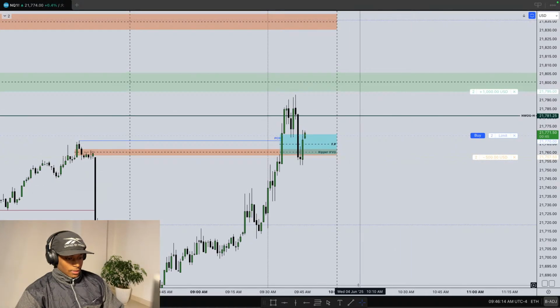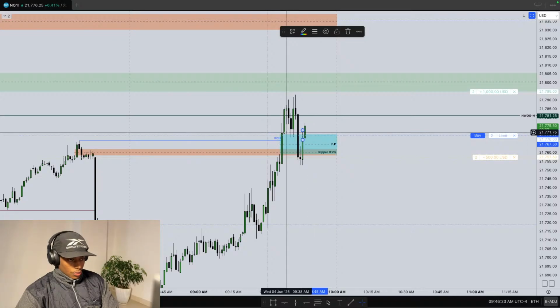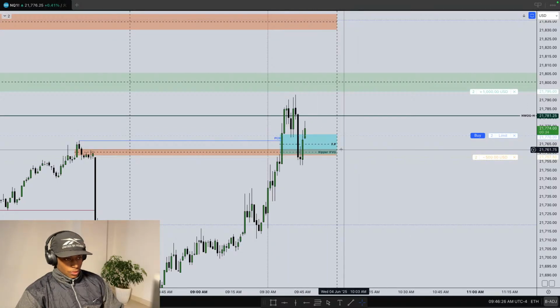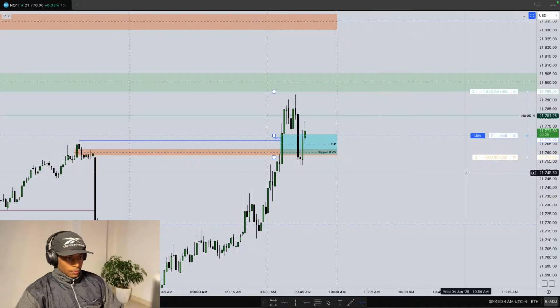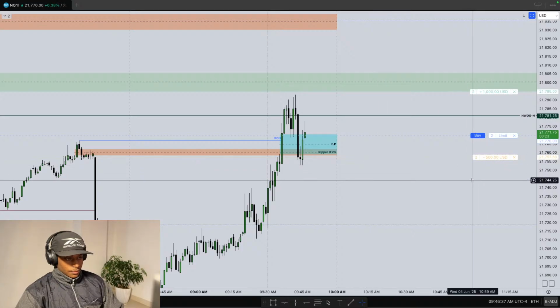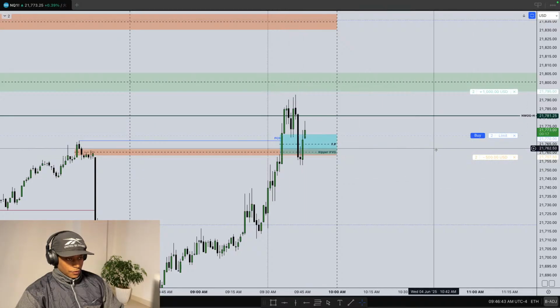So what else am I looking at right now? This week in here, that's basically this week's consequent encroachment. That's basically also the high of the first presentation. So if we can close above both of those PD arrays, I'll get in right there and put my stop loss right at the low of the 9:45 candle. But I'll need to see this candle close above the first presentation.